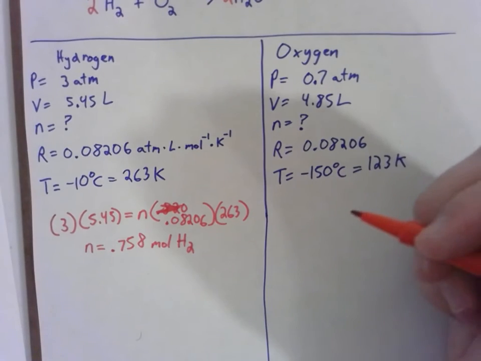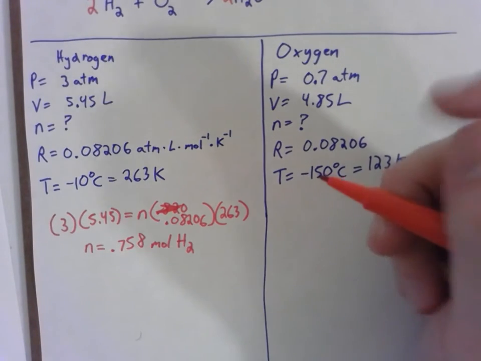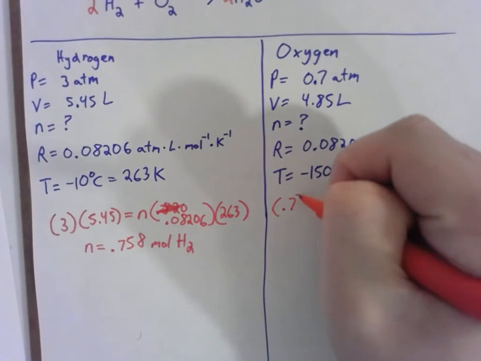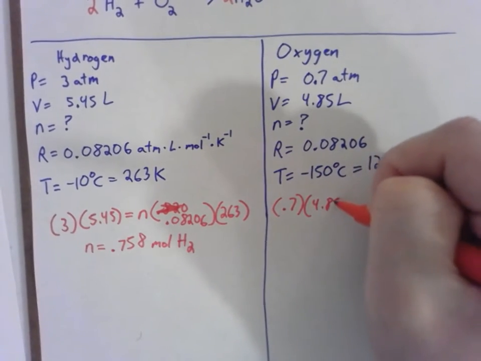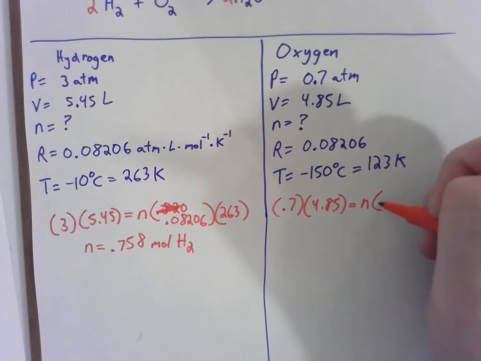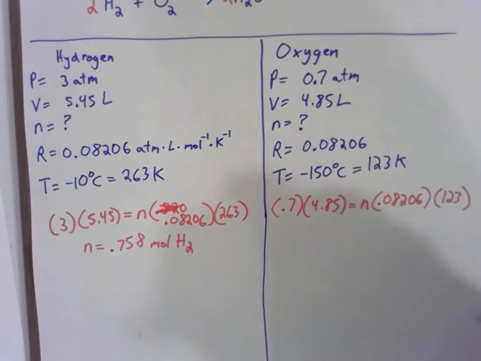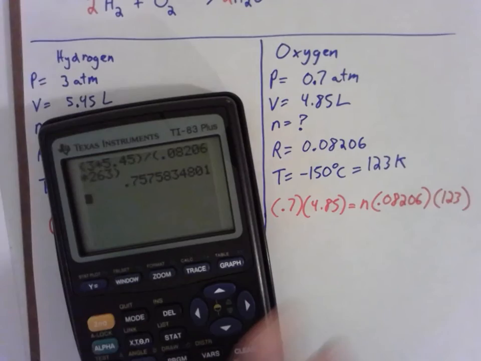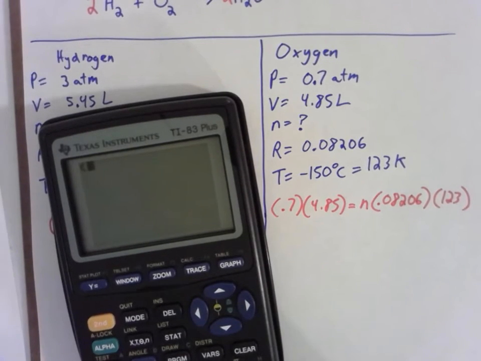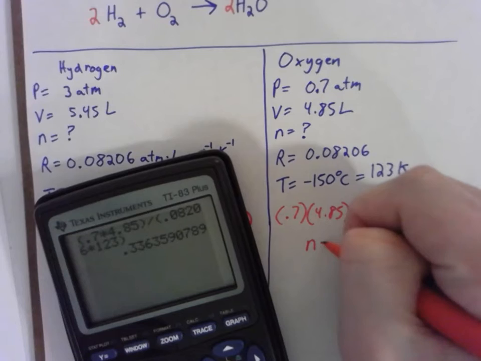Okay, so now I'm going to do the same thing for the oxygen, and almost the same setup here with the ideal gas law. So pressure times volume, set that equal to the number of moles times my R value times my temperature. And this time we'll plug this all in. So we'll have the product of 0.7 times 4.85 divided by the product of 0.08206 times 123. Okay, so this will give us the moles of the O2.